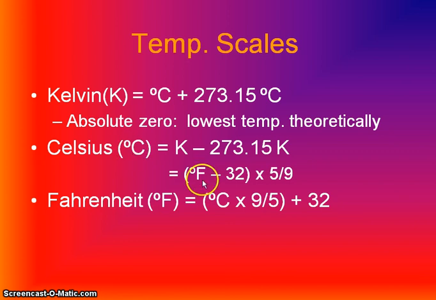If you have Fahrenheit, you're going to need to subtract 32 and then multiply by 5/9. And then the opposite, if you're trying to get Fahrenheit from Celsius, you take your degrees Celsius, multiply that by 9/5, and then add 32. That will give you your temperature in Fahrenheit.